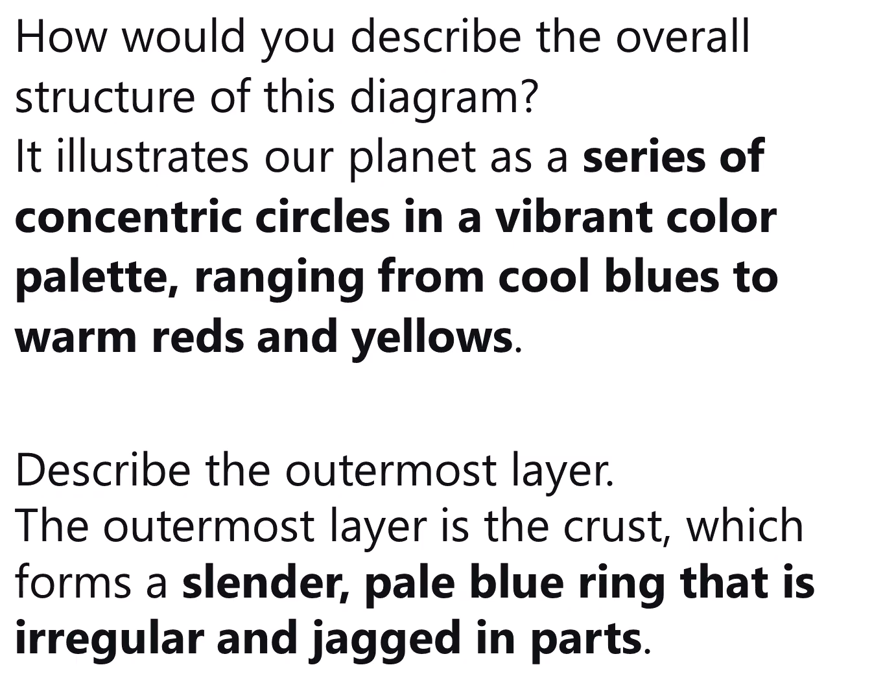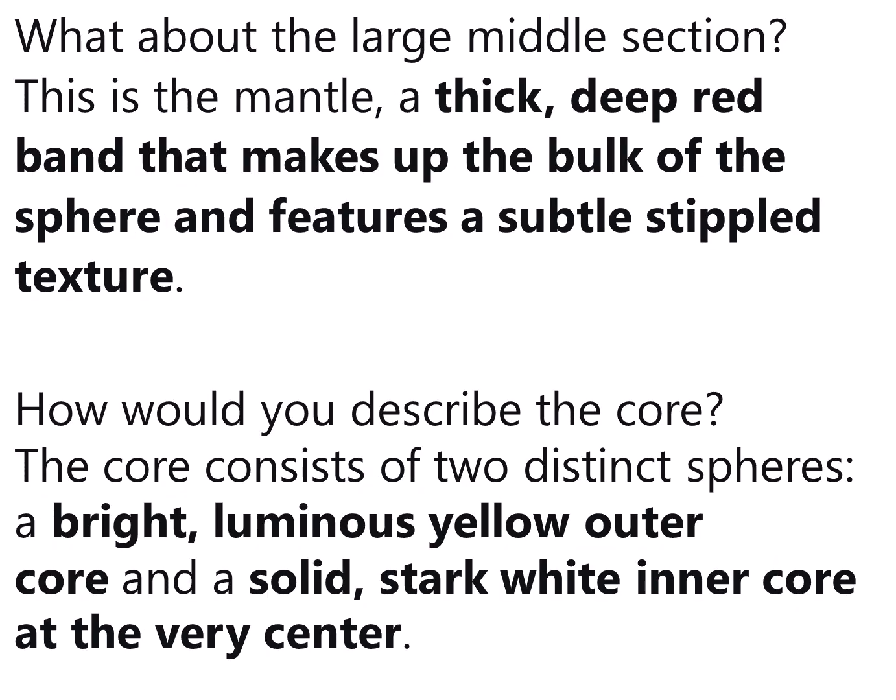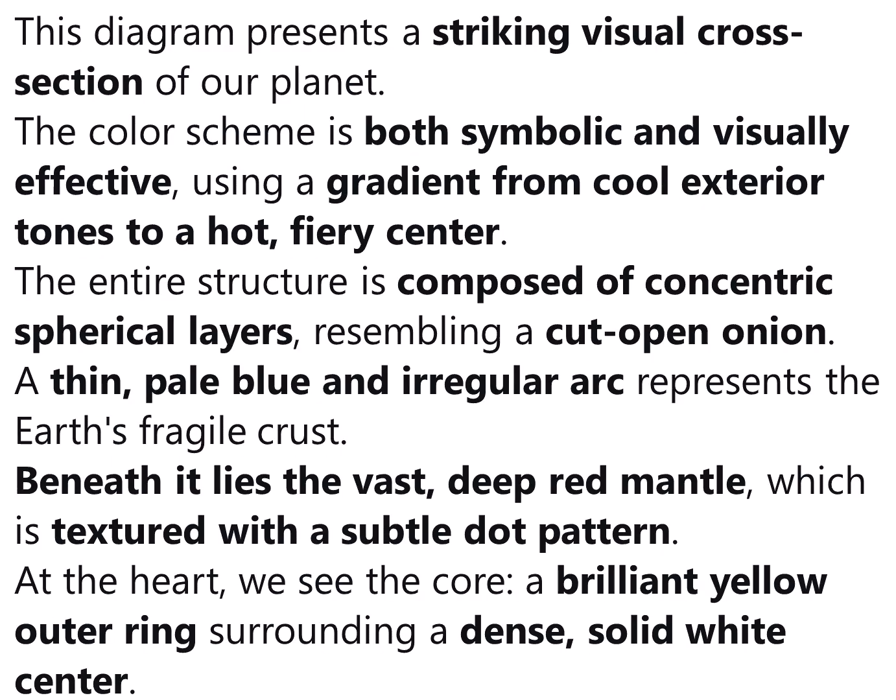The outermost layer is the crust, which forms a slender, pale blue ring that is irregular and jagged in parts. What about the large middle section? This is the mantle, a thick, deep red band that makes up the bulk of the sphere and features a subtle stippled texture. How would you describe the core? The core consists of two distinct spheres, a bright, luminous yellow outer core and a solid, stark white inner core at the very center. For our final practice, listen to me describe the entire picture.